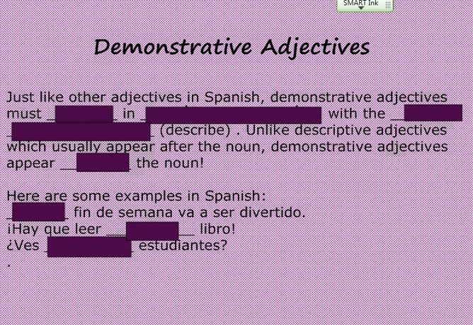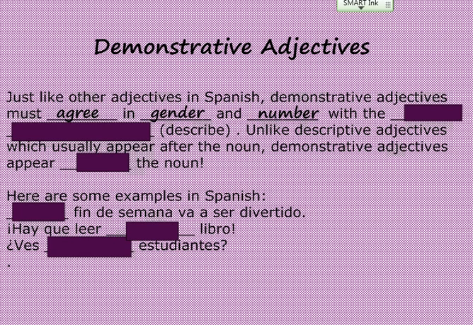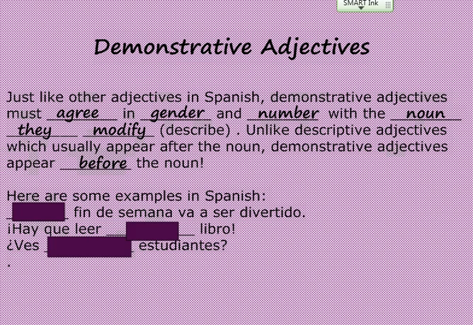Just like other adjectives in Spanish, demonstrative adjectives must agree in gender and number with the noun that they modify, or in other words, the noun that they describe. So that's actually what makes them slightly more complicated than demonstrative adjectives in English, because we have to worry about the gender and the number. So also, unlike descriptive adjectives, which usually appear after the noun in Spanish, demonstrative adjectives will appear before the noun. So in terms of word order, they'll follow the same pattern that we're used to in English.